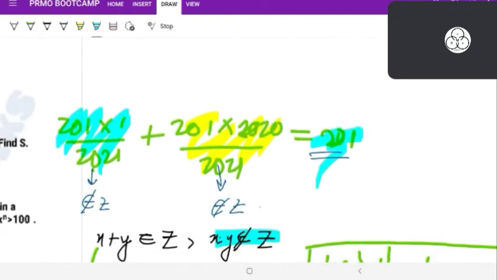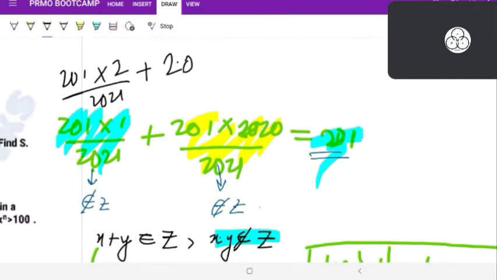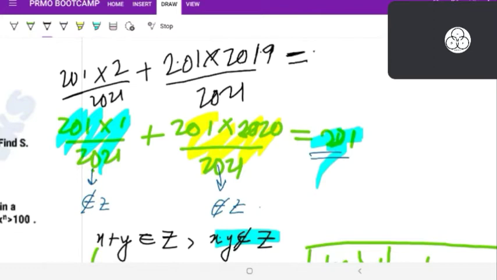And for all the cases when we are taking a pair of two such numbers, let me give you another example. 201 by 2021 into 2 plus 201 into 2019 over 2021 is also equal to 201. So all these pairs add up to 201.